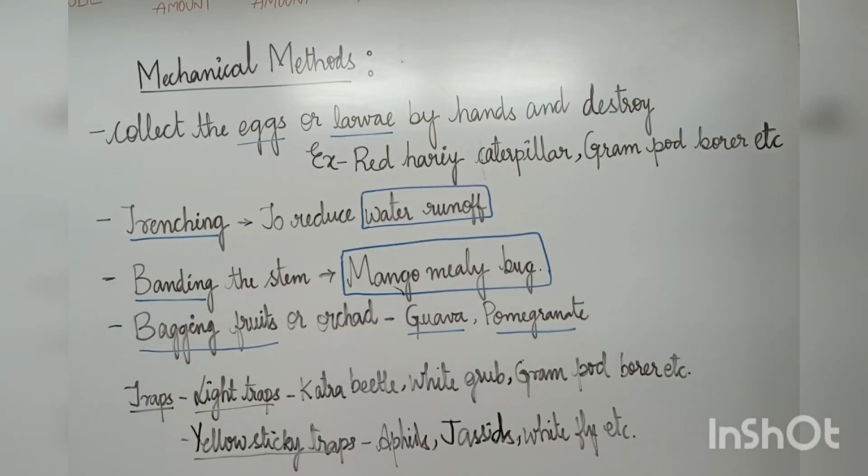Next topic is mechanical methods in integrated pest management. First one is collecting the eggs and larvae by hand and destroying them. For example, red hairy caterpillar and gram pod borer lay their eggs on the tips of the paddy leaf. So collect and destroy them. And next is trenching. Trenching is done to reduce the water runoff. And banding the stem is mainly done in fruit trees. For example, to control the infestation of mango mealybug, banding the stem is done.